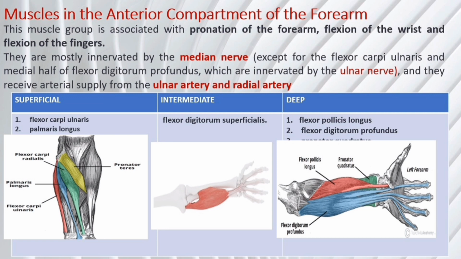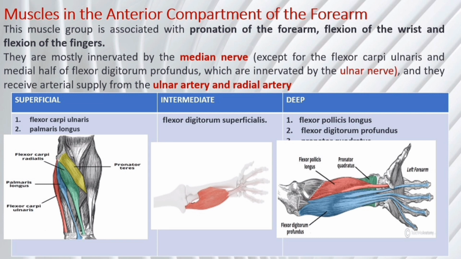Attachments. Originates from the anterior surface of the radius and surrounding interosseous membrane. Attaches to the base of the distal phalanx of the thumb. Actions. Flexes the interphalangeal joint and metacarpophalangeal joint of the thumb. Innervation. Median nerve, anterior interosseous branch.